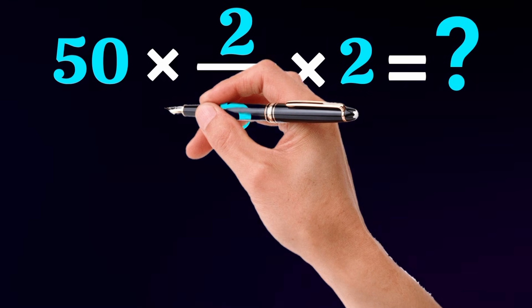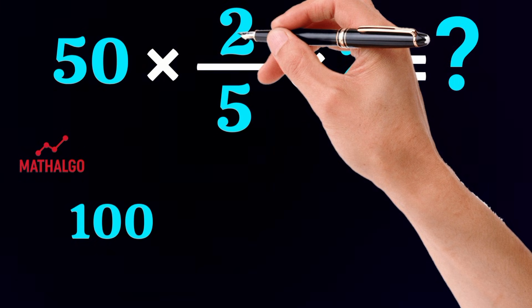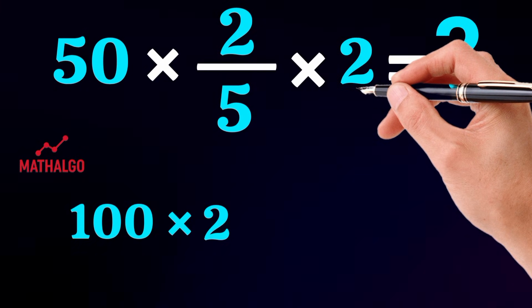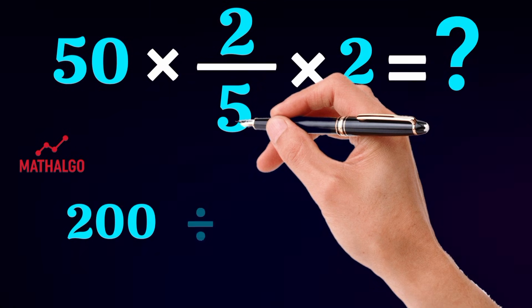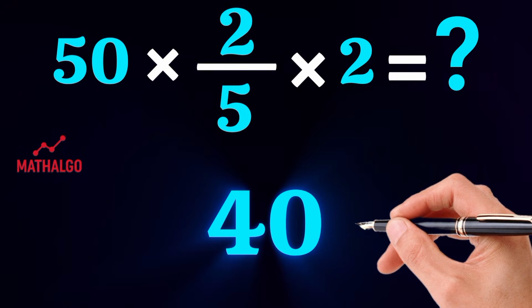Now it's just multiplication, nothing fancy. 50 times 2 is 100. 100 times 2 is 200. 200 divided by 5 is 40. The correct answer is 40.